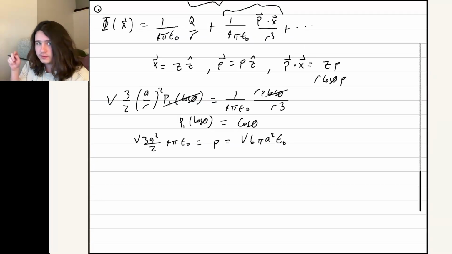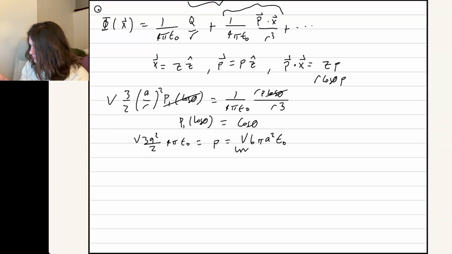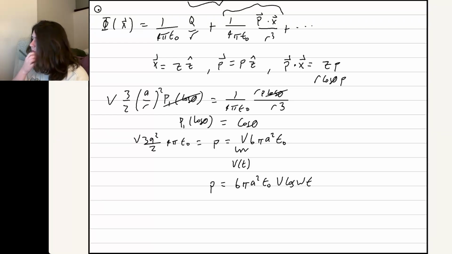But we know that the magnitude of V here is not a constant. That's the time varying potential. It's the time varying potential on the surfaces of the spheres, which have magnitude V cosine omega t. So we have that the time varying strength of the dipole is actually 6 pi a squared epsilon naught V cosine omega t. And then that's going to give you what you want. So now we can throw this into our vector potential.